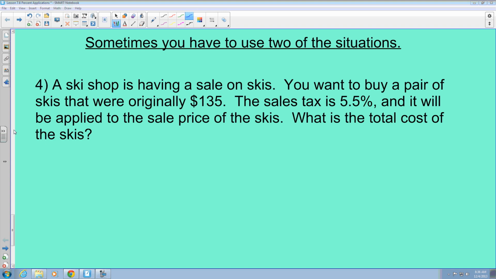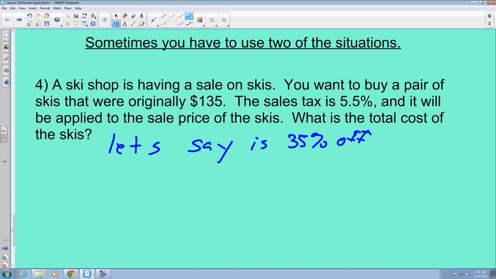Now in class I said let's say that the sale is 35% off, because it doesn't say that in the problem, but I'm going to make it 35% off. So the sales tax doesn't get applied until we find the sales price.